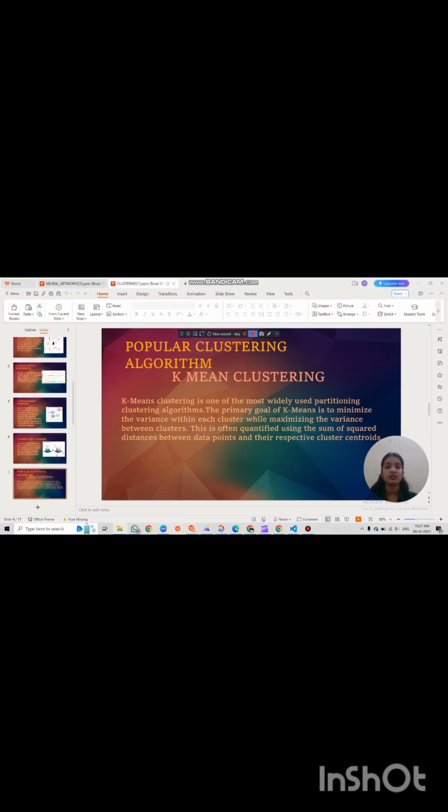Let's discuss some popular clustering algorithms. K-means clustering. K-means clustering is one of the most widely used partitioning clustering algorithms. The primary goal of K-means is to minimize the variance within each cluster while maximizing the variance between clusters. This is often quantified using the sum of squared distances between data points and their respective cluster centroid.